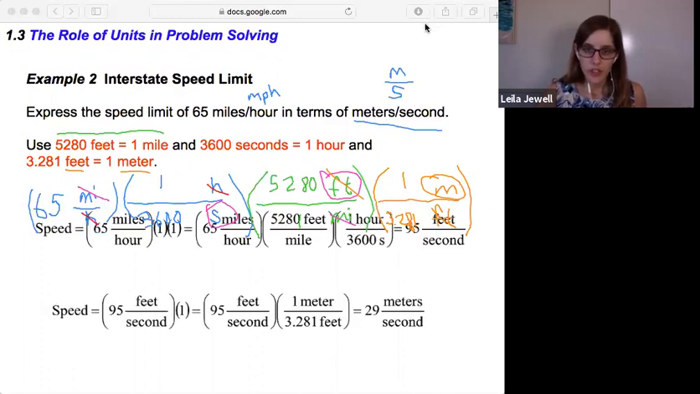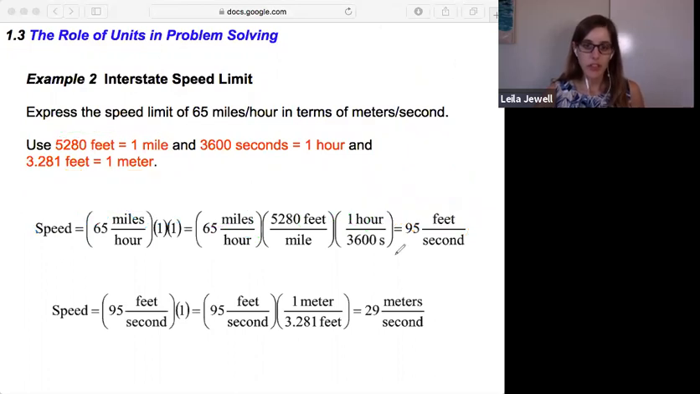So here it's shown, I'll get my drawings out of the way. Here they first solved for it in feet per second and got that's 95 feet per second. And then they multiplied by 1 once more with that ratio of meters to feet and found that the speed limit of 65 miles per hour is 29 meters per second. So I encourage you to check it, try it out yourself, see how it goes.